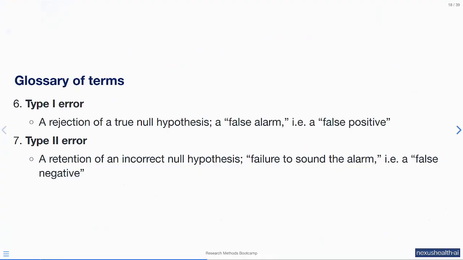So you can think of a type 1 error as crying wolf when there is no wolf. We all remember the story of the boy who cried wolf. And the type 2 error is failing to cry wolf when the wolf is actually there.